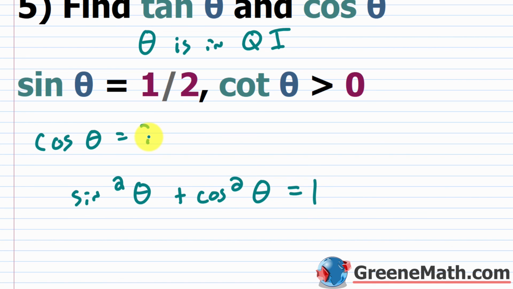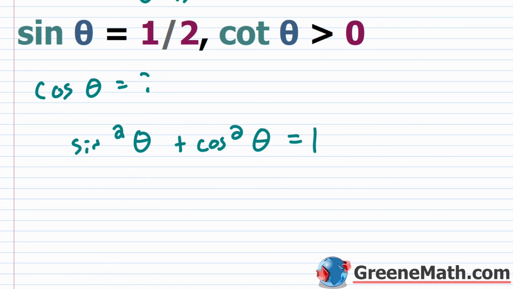Let me put a question mark there. So at this point, we know that sine of theta is 1/2. But again, this is sine squared theta. So you're going to plug in a 1/2, but you need to square that. So this is 1/2 squared. So 1/2 squared would be 1/4. So this is 1/4. Now I would subtract that away from each side of the equation.